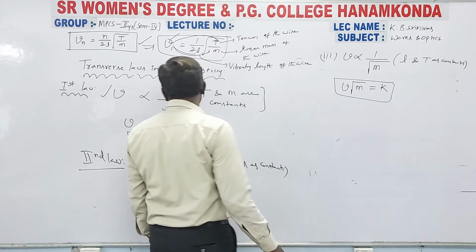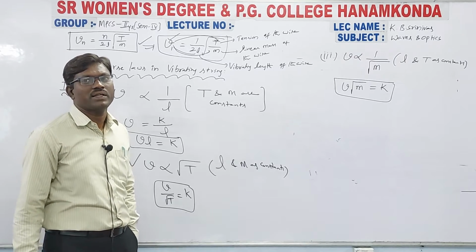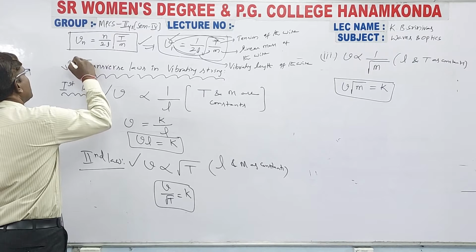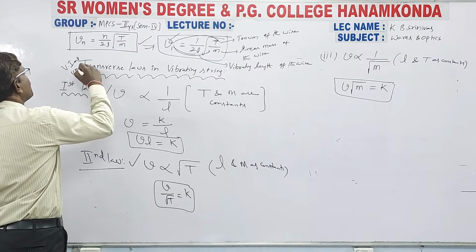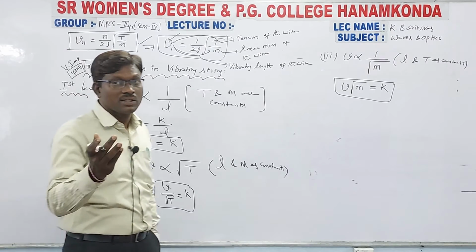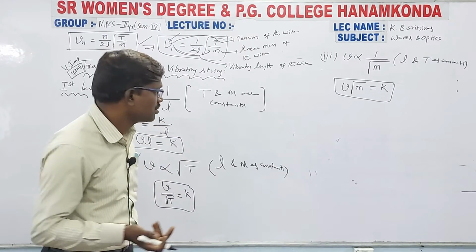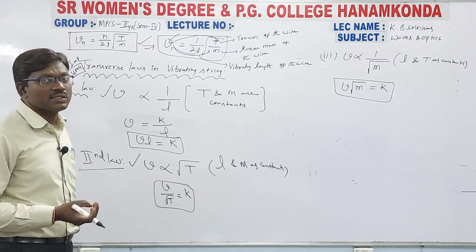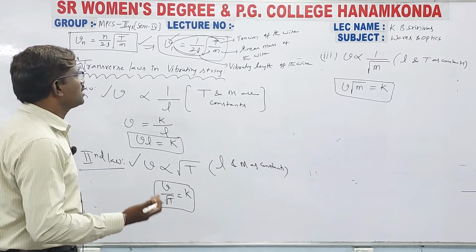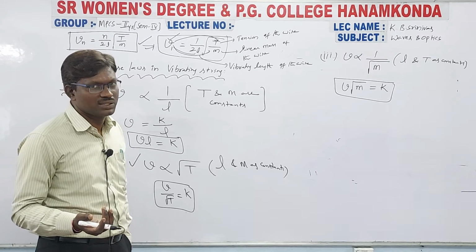All the three laws together are known as what? Transverse laws in vibrating strings. And remember, this is a very important question for 4 marks, a short question. Nowadays, a short question is carrying 10 marks. In the COVID pattern, a short question is carrying 10 marks. So, you can expect this as a 10 marks question. In the examination, they will ask to derive or explain the transverse laws in a stretched string.